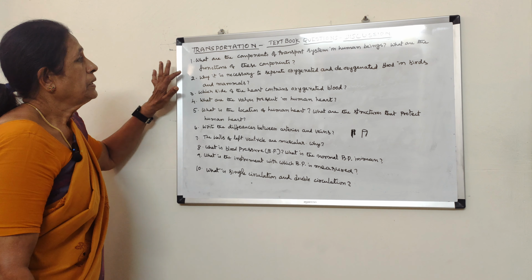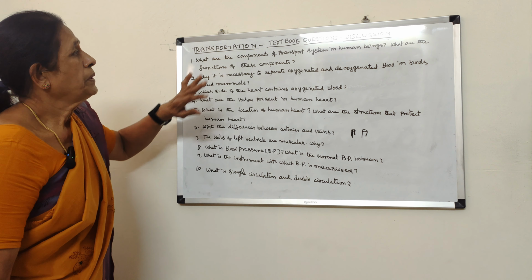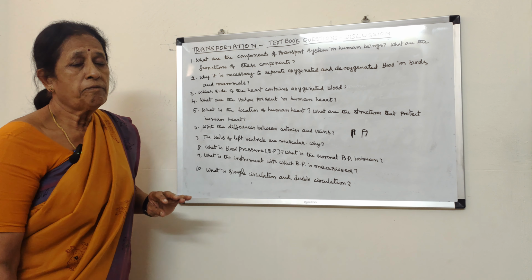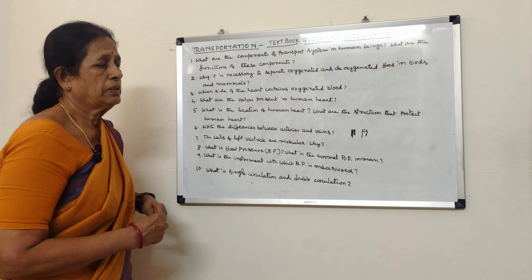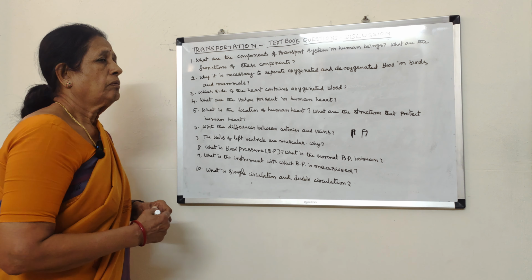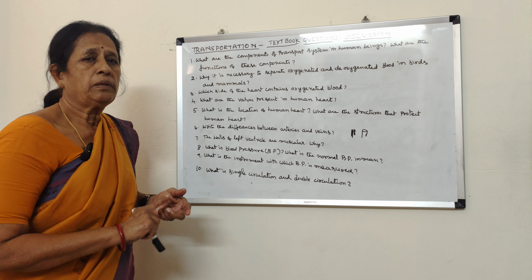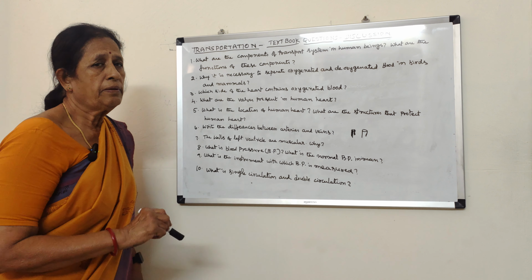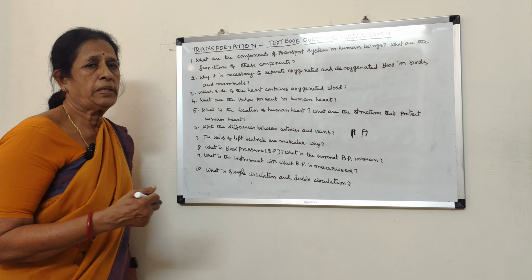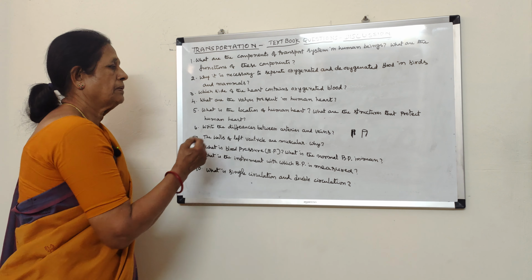One more thing here: you can see the components of the transport system. We can add lymph also. What is lymph, we shall see in the next question. So artery, heart, blood vessels, and let us say blood. In addition to this, lymph is also another thing which plays an important role in the transport system.